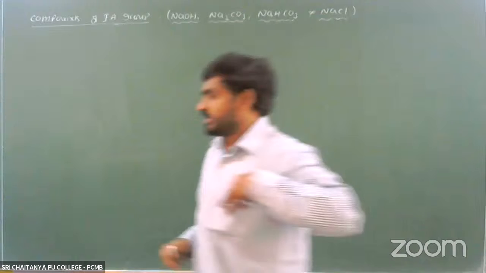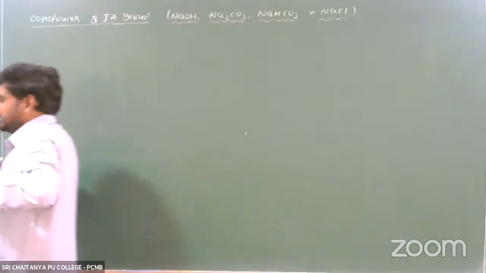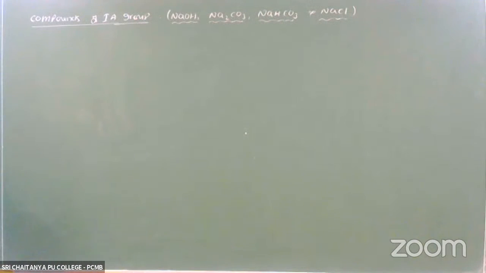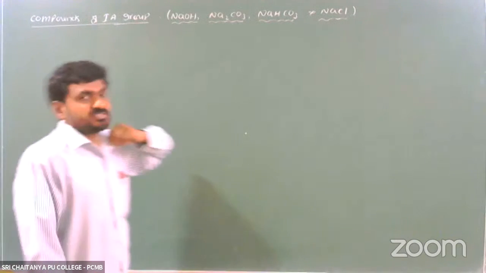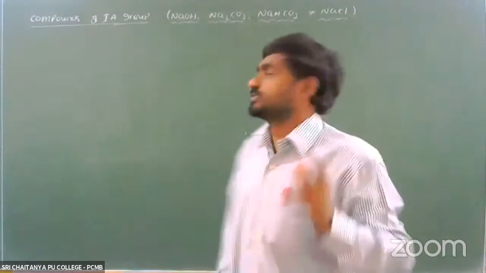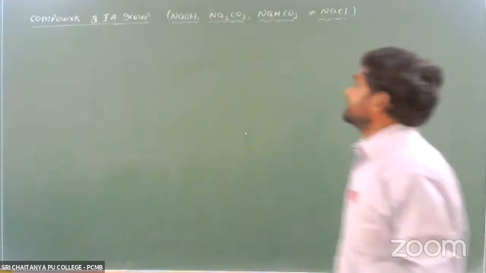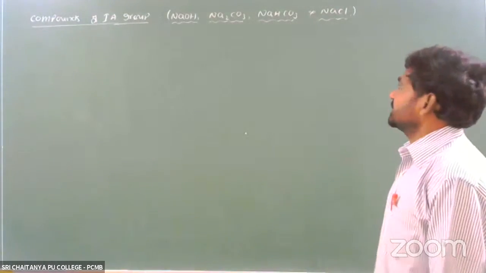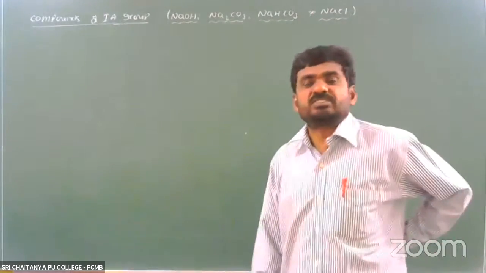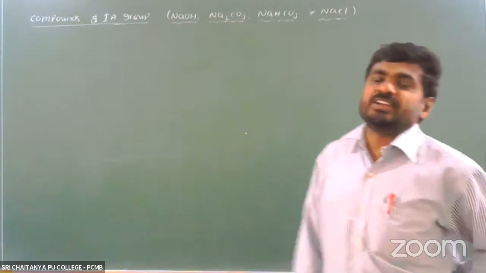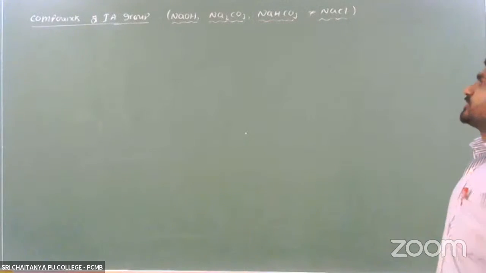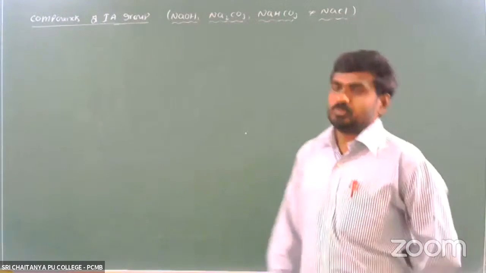So the first day group elements, general characteristics, are completed. The next one, last class: compounds of first day group elements. Useful compounds: sodium hydroxide, sodium carbonate, sodium bicarbonate, and sodium chloride. These are the useful compounds of the first group.